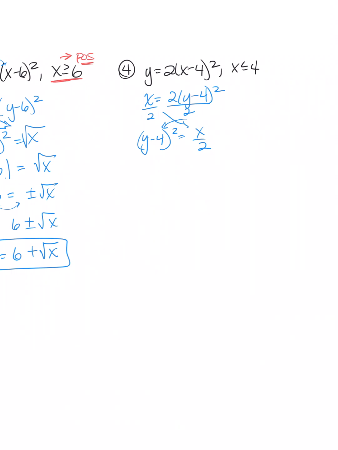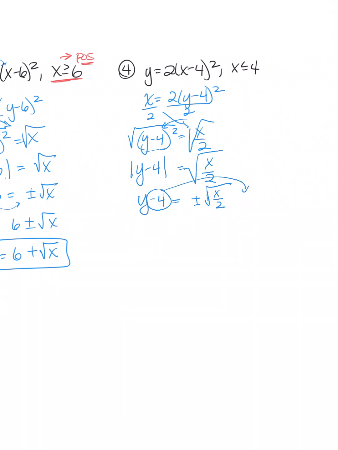Now to get rid of the squared term, I need to take the square root of both sides. I'm taking it out, so I have to put that in absolute value bars, and I will have the square root of all of this, x over 2. Now to get rid of absolute value, I'm going to take the y minus 4 and set it equal to the positive and the negative square root of x over 2. Now, I'm not finished. I can move that minus 4 over. I can put it in the front or the back. It really won't matter. Let's just put it in the back this time. Plus or minus the square root of x over 2 plus 4.